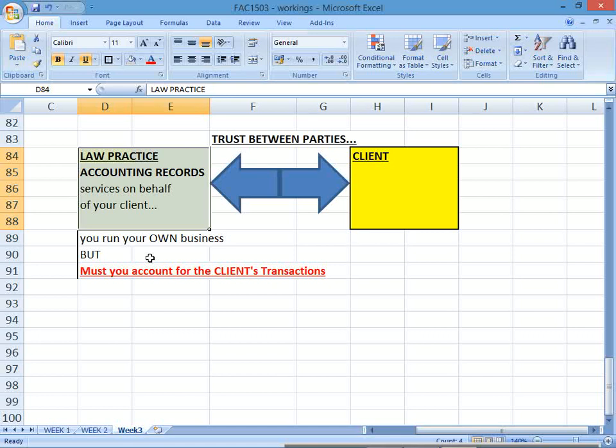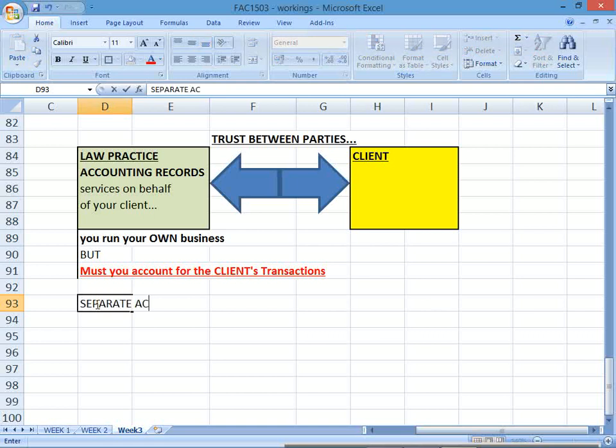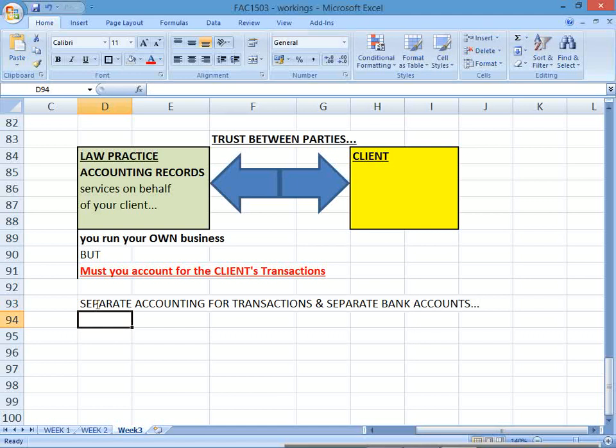Yeah, so there's obviously a process that needs to be followed, and that process could involve your transactions as well as your clients', and you need to keep them separate. So separate accounting for transactions and separate bank accounts. Okay, so you will see two bank accounts. You'll see a trust bank account and you'll see a bank account. They normally put the word business in front of business.